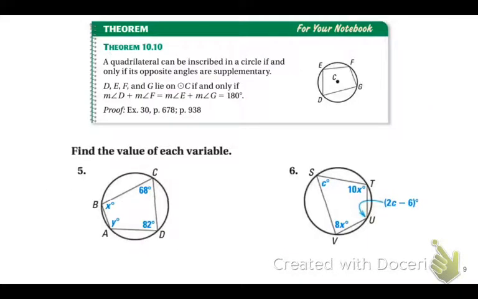One more theorem. Okay, I'll leave it at green. This one is really kind of interesting if you think about it. It states that a quadrilateral, and this can be any quadrilateral, can be inscribed in a circle if, and only if, its opposite angles are supplementary. What does supplementary mean? It means if I add them together, they equal 180 degrees.